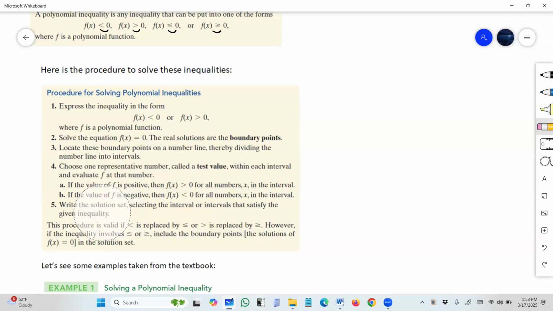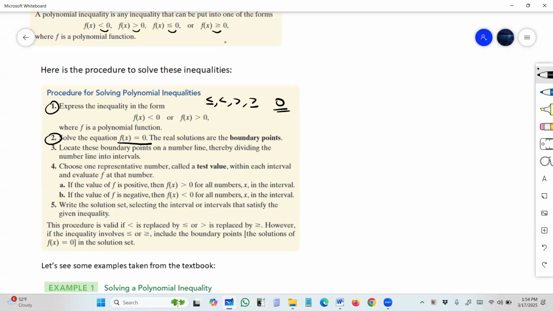And that's okay if it's still not very clear. I'm going to do two problems and it's going to be clear. First, we're going to express the polynomial in less than, less than or equal to, greater than, greater than or equal to 0 form. Then we're going to solve this polynomial equation. We're going to find the roots of the polynomial equation.